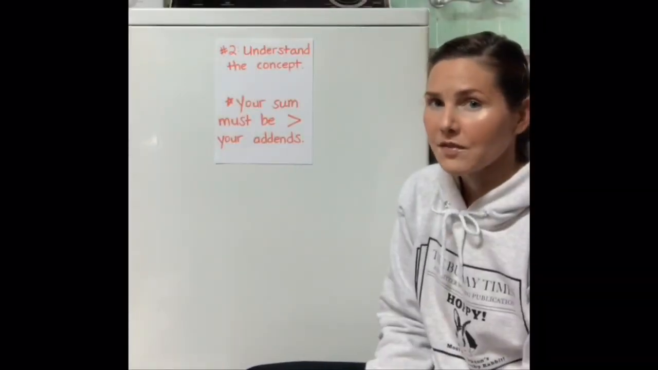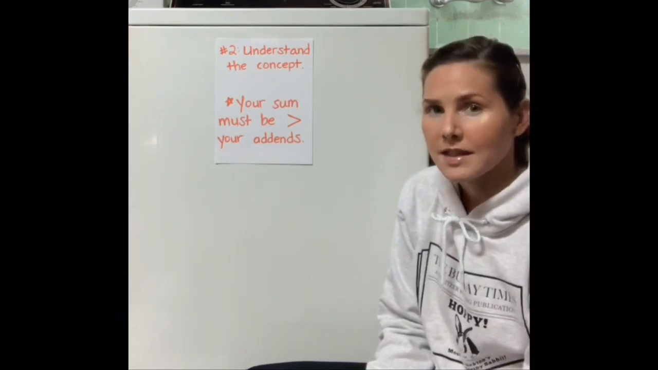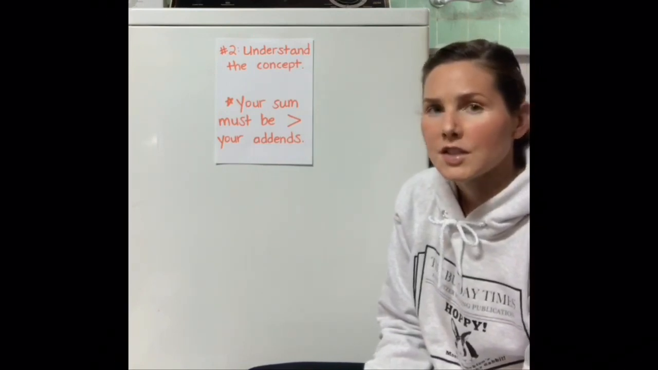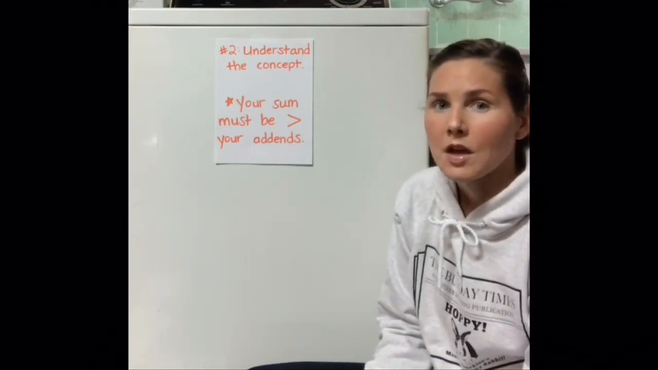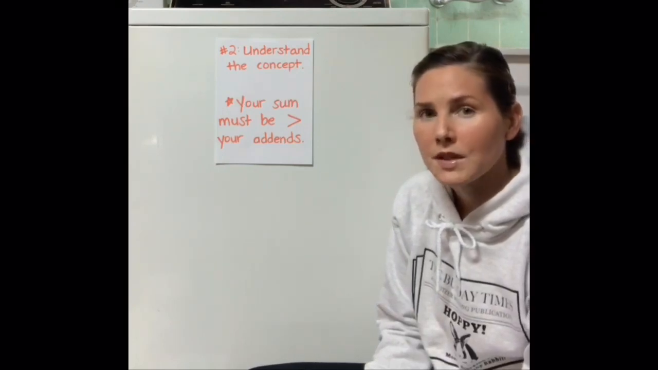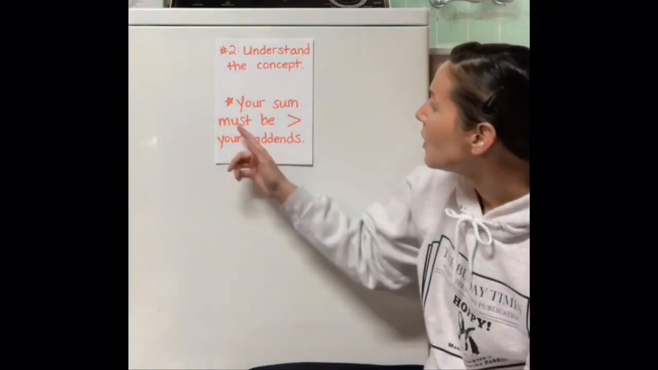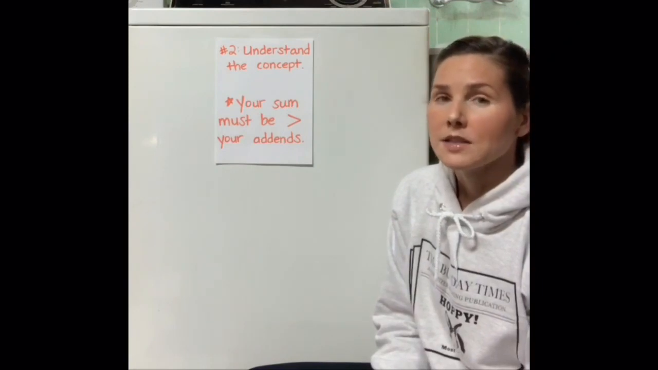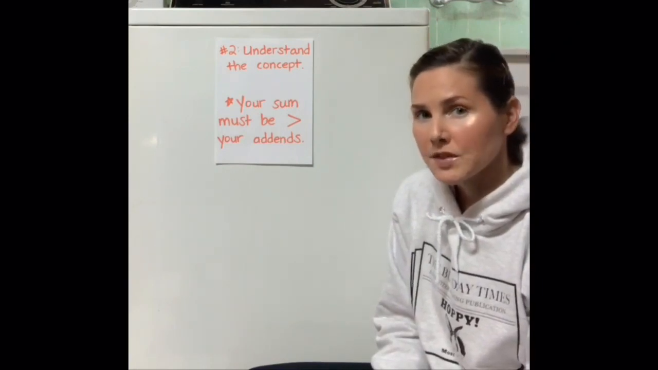My second piece of advice is to understand the concept. A lot of times teachers will talk about number sense, and this is your ability to really understand what's happening with numbers. When you add numbers, you're taking 2 or more amounts and you're putting them together. Because you're putting those amounts together, your sum must always be greater than your addends. That might seem like a simple idea, but it's actually pretty sophisticated.